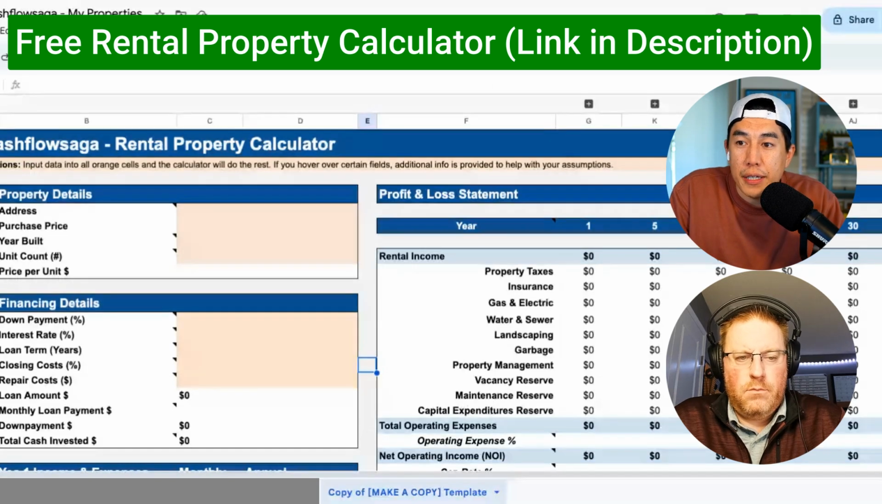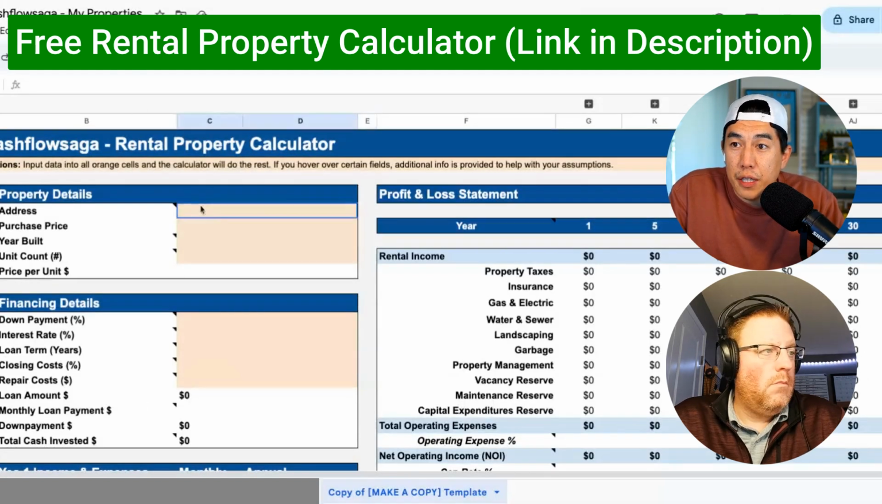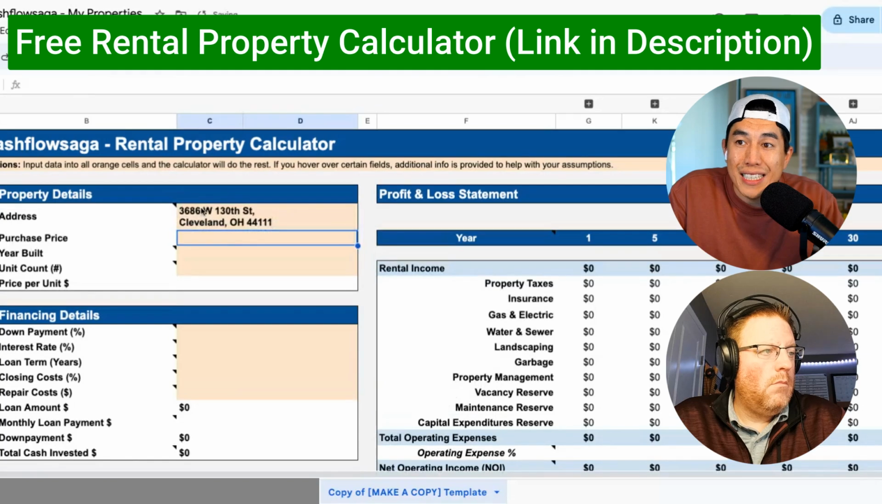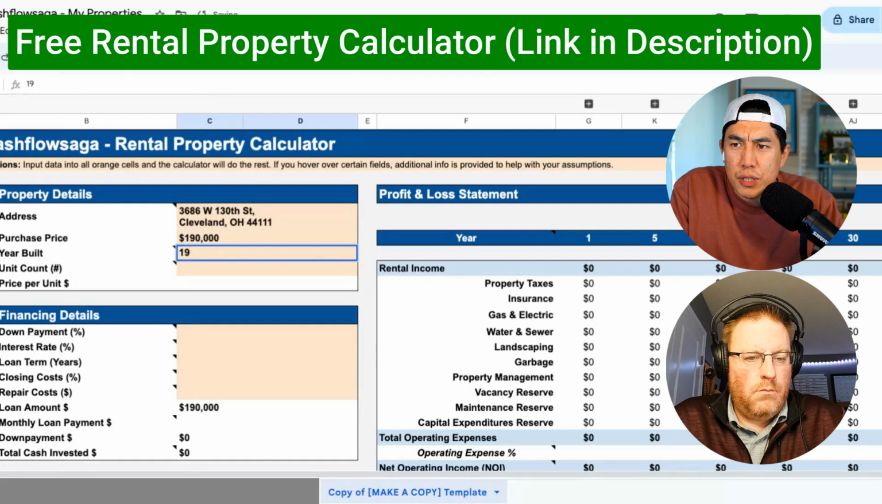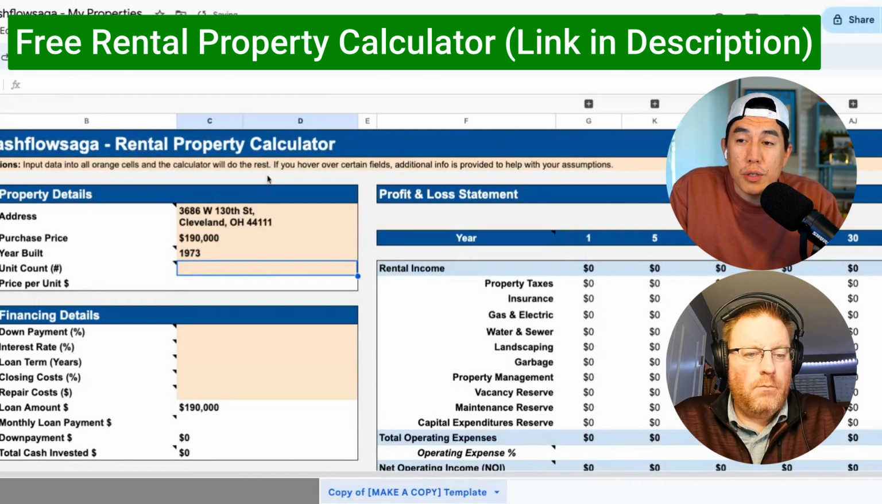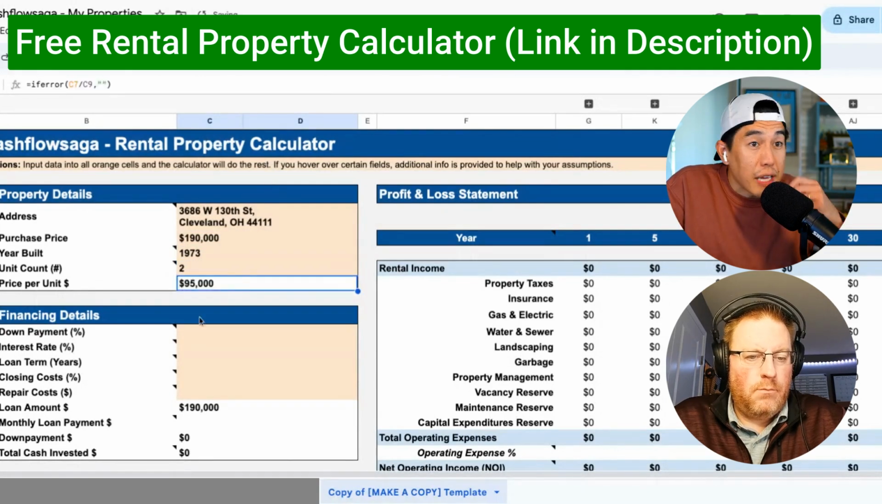So the first thing I like to do, Mike, is take the address of the building and plop it into my rental property calculator. We're talking about 3686 West 130th Street, Cleveland, Ohio. The purchase price, I believe, was $190,000. Built in 1973, was it, Mike? 72, 73. And the unit count: it's a duplex, so 2 units. We're looking at roughly $95,000 a door.